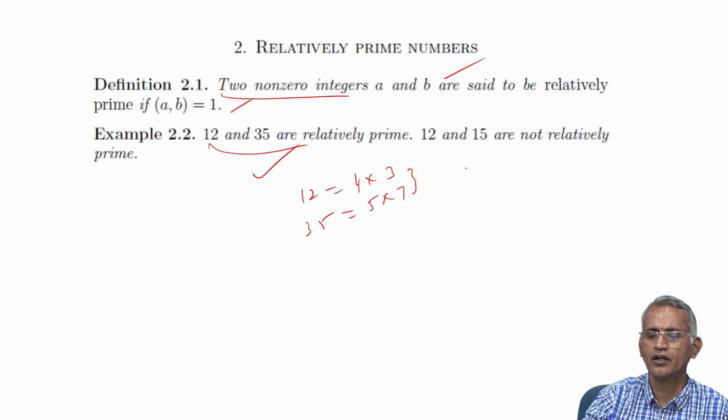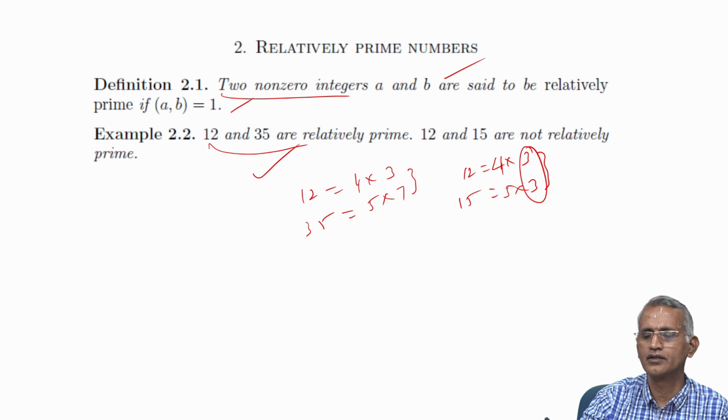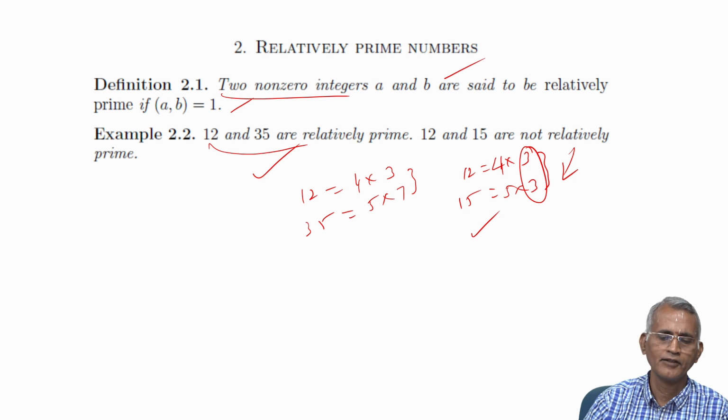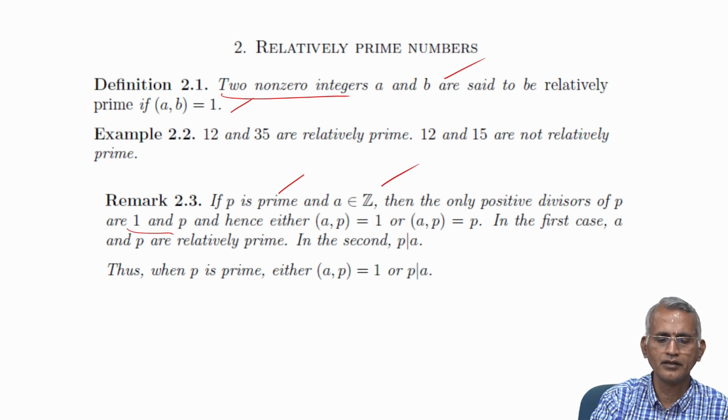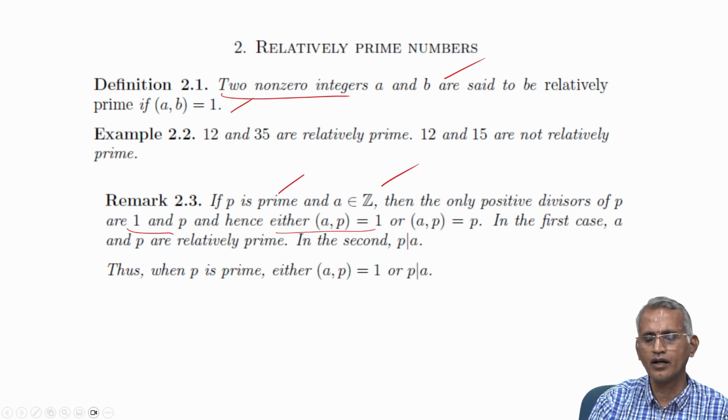Whereas, if you take 12 equal to 4 into 3 and 15 equal to 5 into 3, they have a common factor 3, therefore they are not relatively prime. Like that we can do for relatively prime numbers. Next, if p is a prime and a belongs to the integers, then the only positive divisors of p are 1 and p, and hence either the GCD of a and p equals 1 or the GCD of a and p equals p.